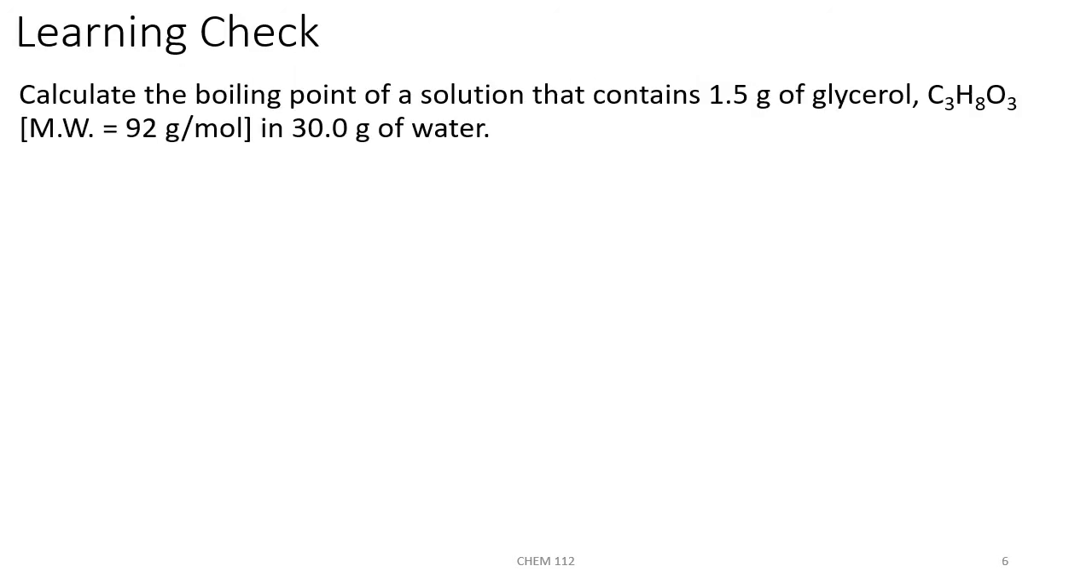Calculate the boiling point of a solution that contains 1.5 grams of glycerol in 30 grams of water. Notice glycerol's chemical formula is C3H8O3. It's all nonmetals together. So this represents a non-ionic solute, which is important because so far we've been only using non-ionic, non-volatile solutes, meaning they won't escape from the solution if they're non-volatile. In this case, we're calculating a boiling point of a solution. So we're going to use delta TB equals mKb.